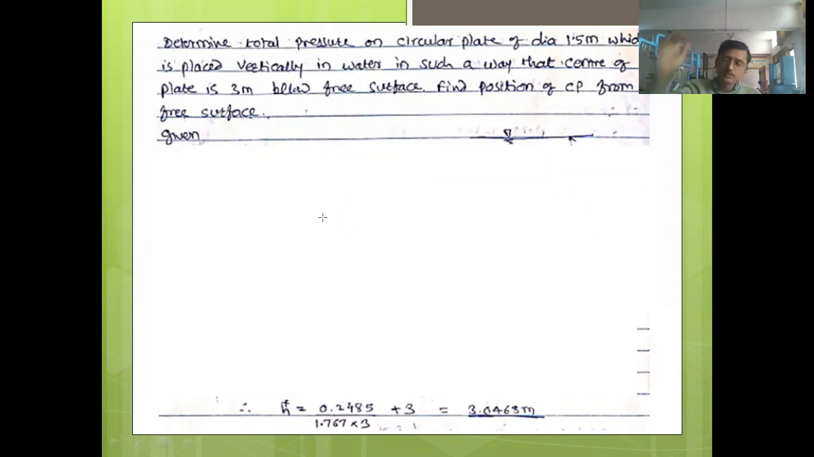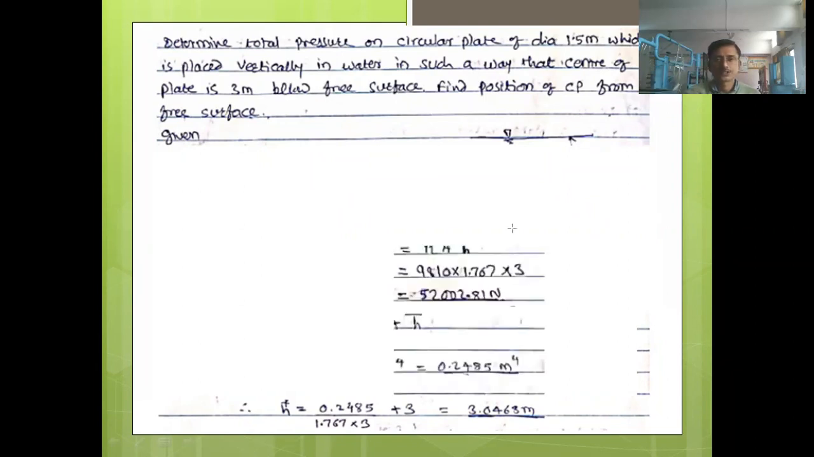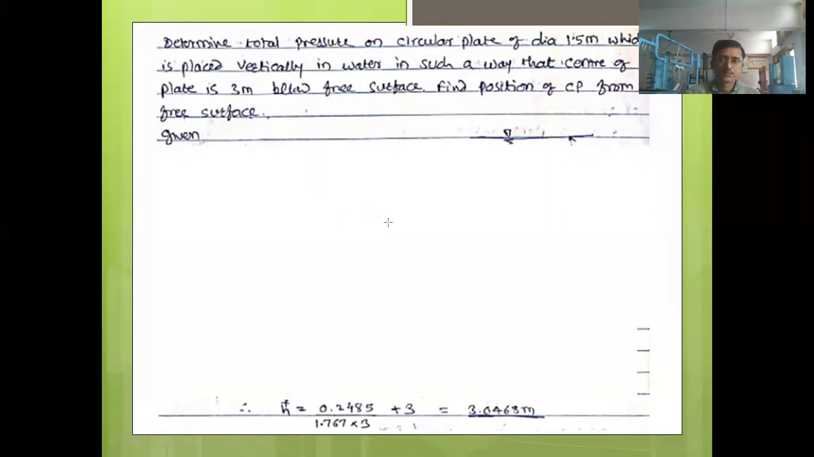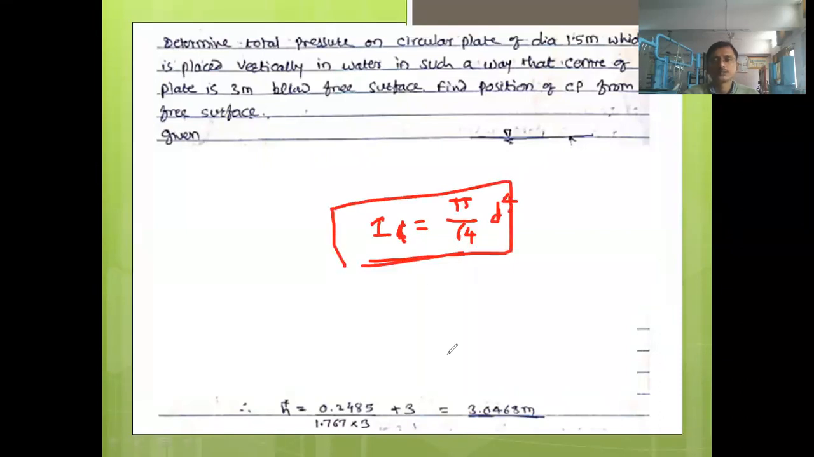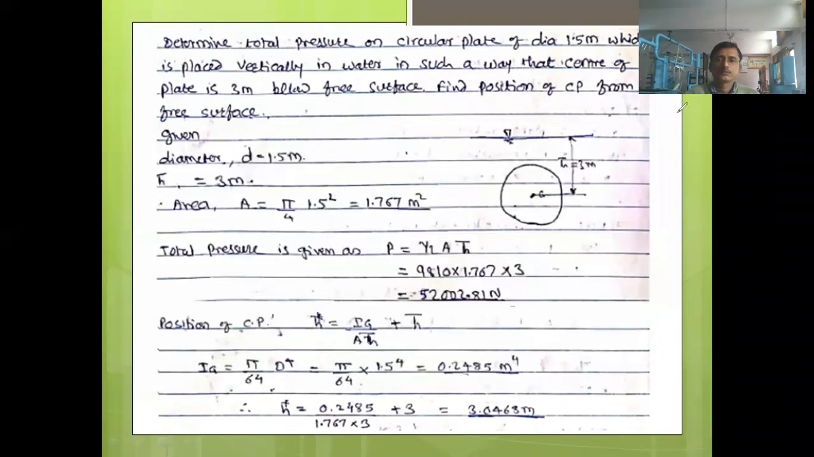This problem is quite simple. So instead of solving this problem here, just note it down and you can solve it afterwards. We will see the next one. Write down the problem, leave some space to solve. This is a quite simple problem. Just here we have to use the formula of IG. Only the formula of IG is different here, everything else is the same. What is the IG of a circle? IG is equal to pi by 64 into d raised to 4. Only this formula is different here, the rest is the same. Let's move ahead.